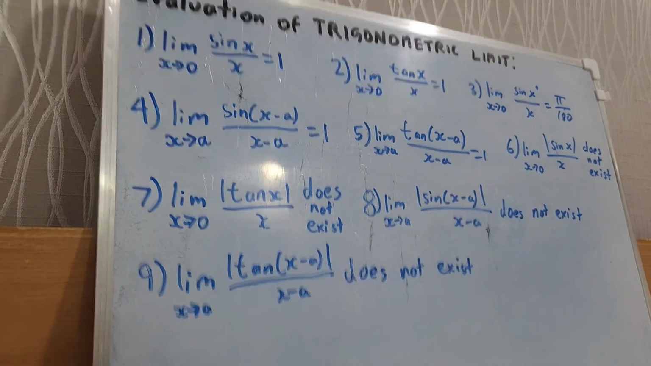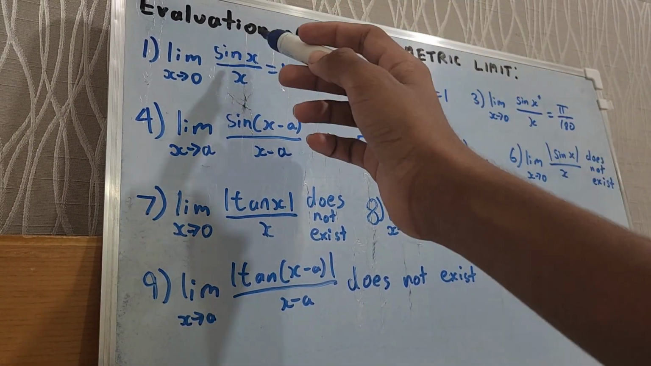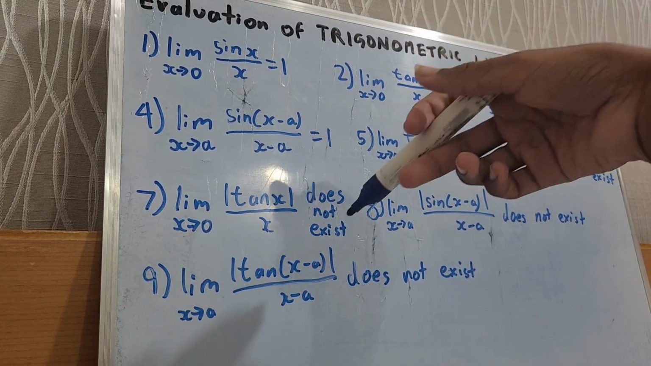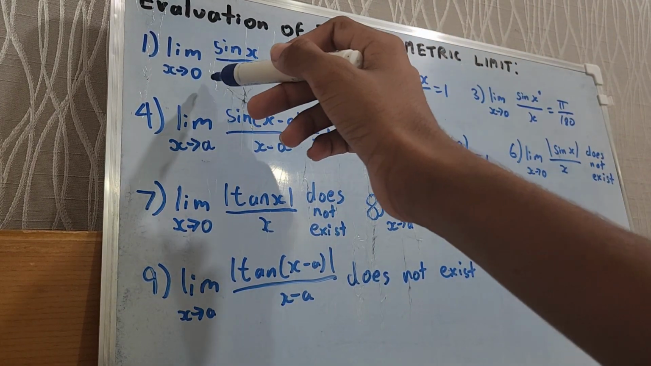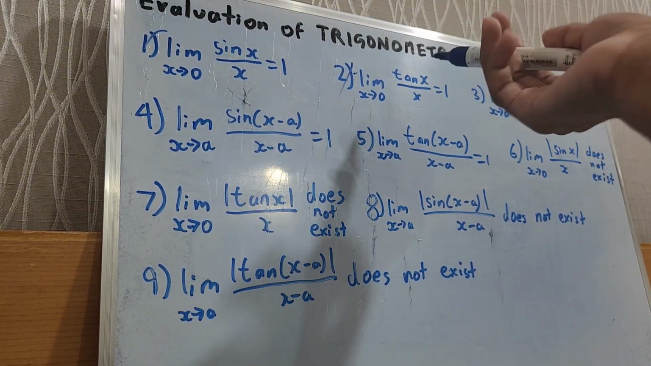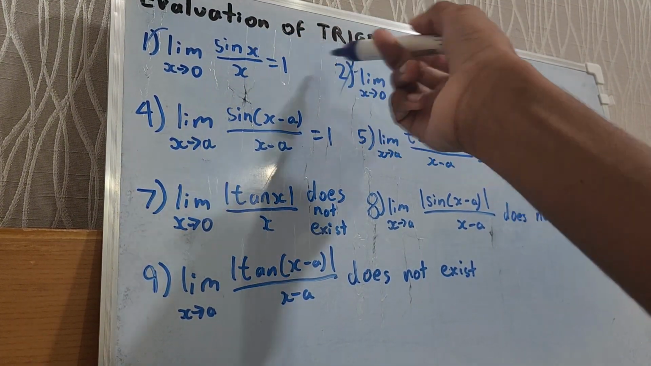Hello everyone, today we're going to do another topic, evaluation of trigonometric limits. There are 9 formulas, and we already saw the first and second formulas last class, and the remaining ones are these two formulas we saw.